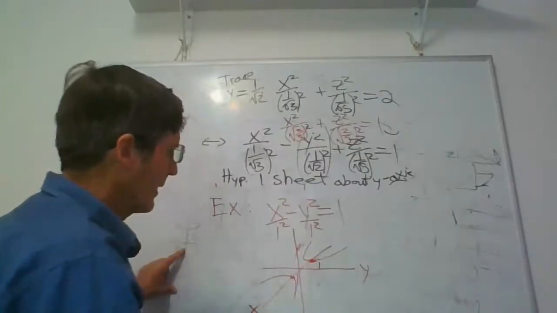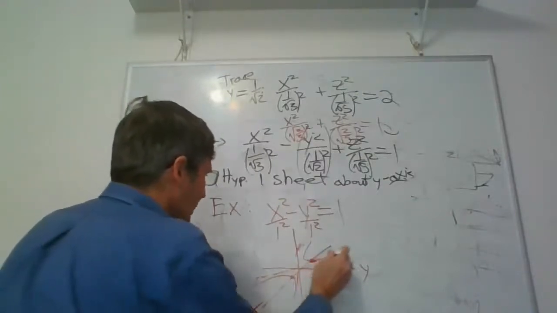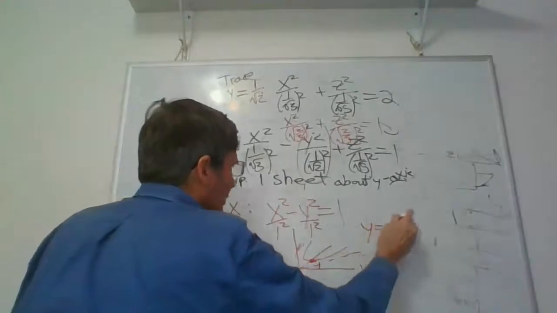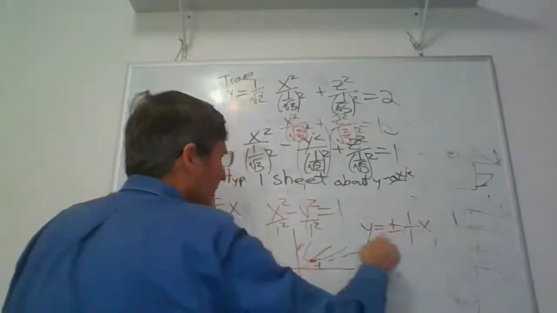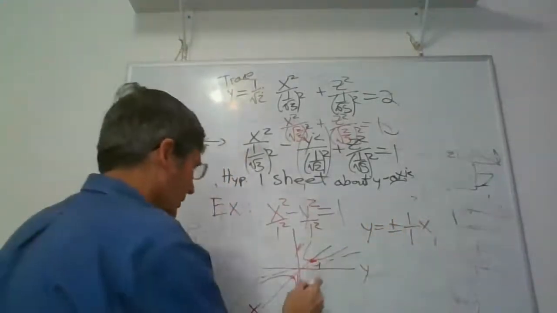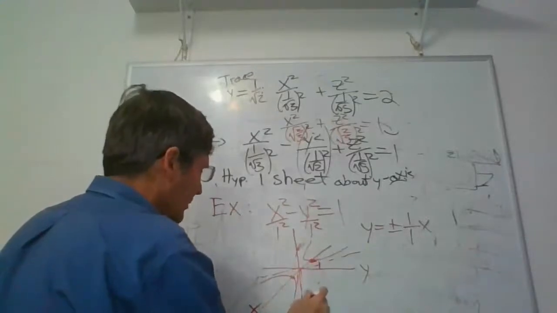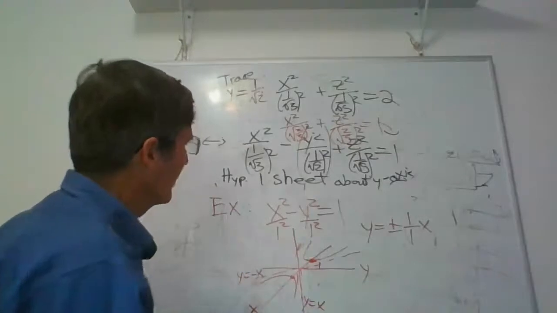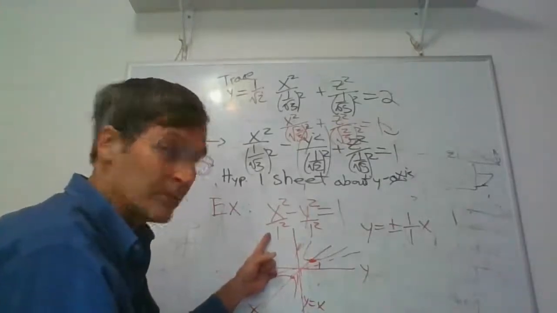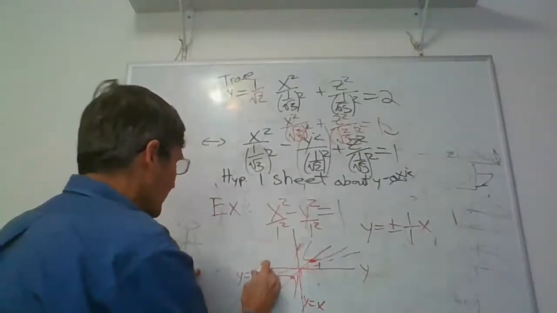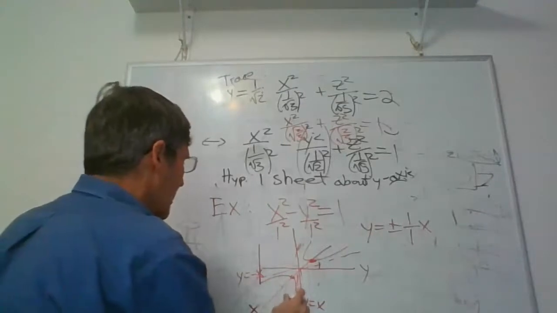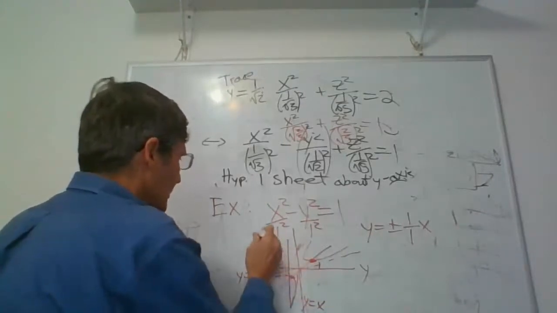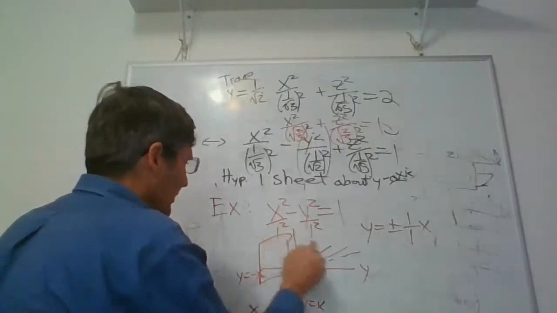There's that one, and there's this one. And it goes out to 1 and 1 because a equals 1. And then it has asymptotes, y equals plus or minus x, right? y equals plus or minus b over a times x. So here's the line in the xy plane, y equals x. Here's the line, y equals minus x. You can draw that hyperbola, and now z is missing.